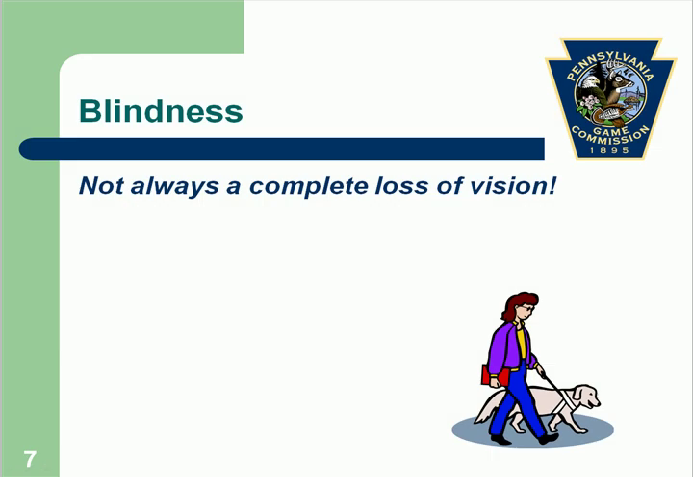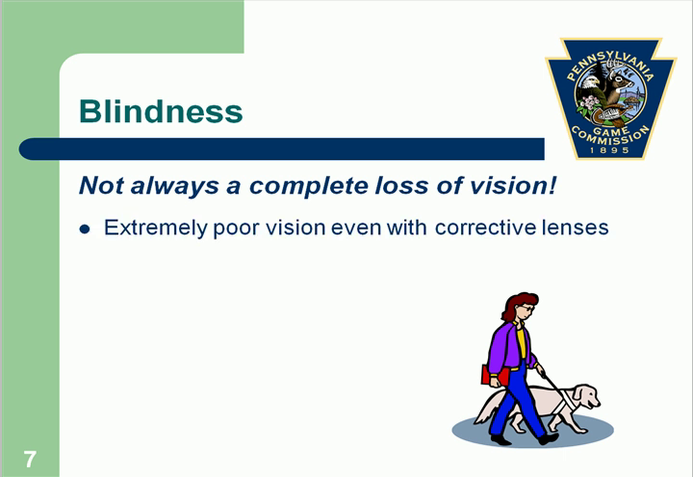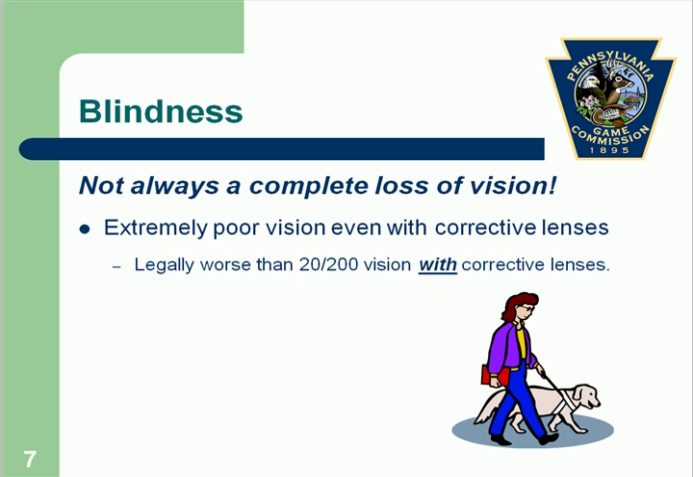Blindness is not always a complete loss of vision. It is extremely poor vision even with corrective lenses. Legally, it is worse than 20/200 vision with corrective lenses. Some of the causes may include disease, abnormalities or injuries or genetic defects to the eye, and in some cases poisoning. Symptoms include no sight at all, or poor visual acuity, or even restricted field of view. This will impact all exercises, activities, and hands-on events during classes.